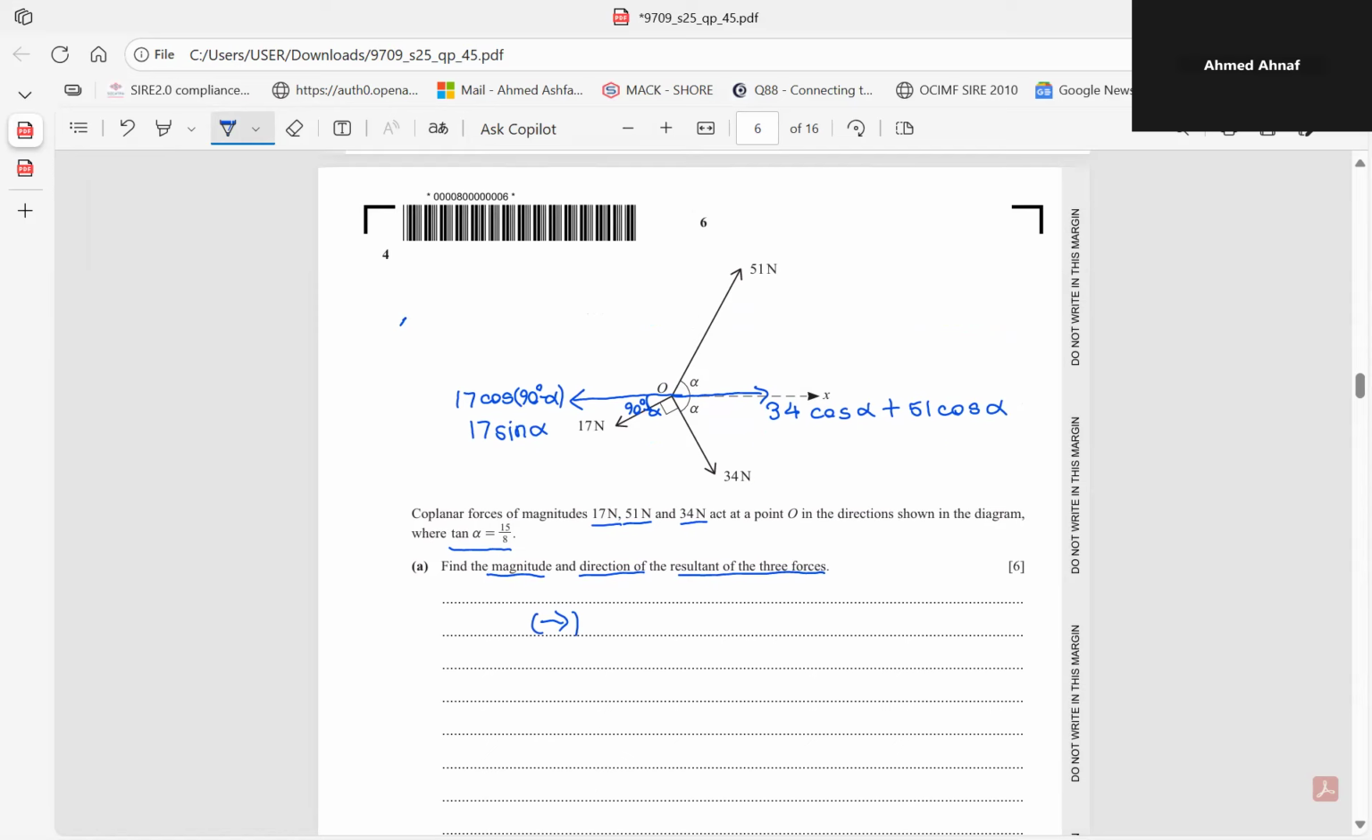Okay, so let's draw a triangle for alpha. So we know tangent alpha is 15/8, so 15 would be the opposite and 8 would be the adjacent side. So using Pythagoras, we can find the hypotenuse, which is 17. Hence, sine alpha is 15/17, and cosine alpha is 8/17.